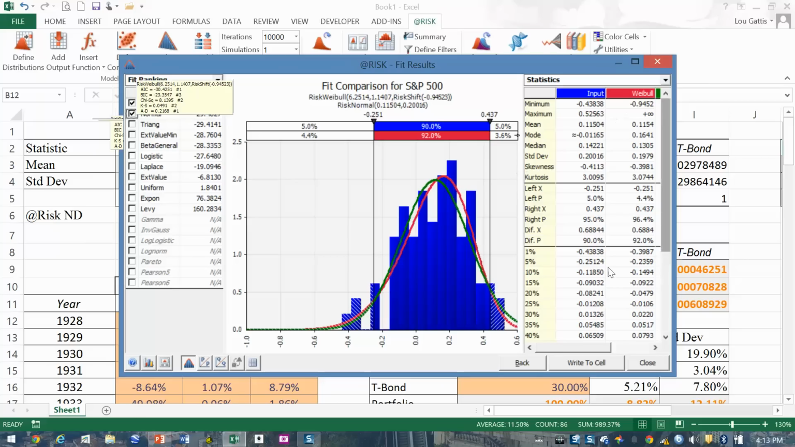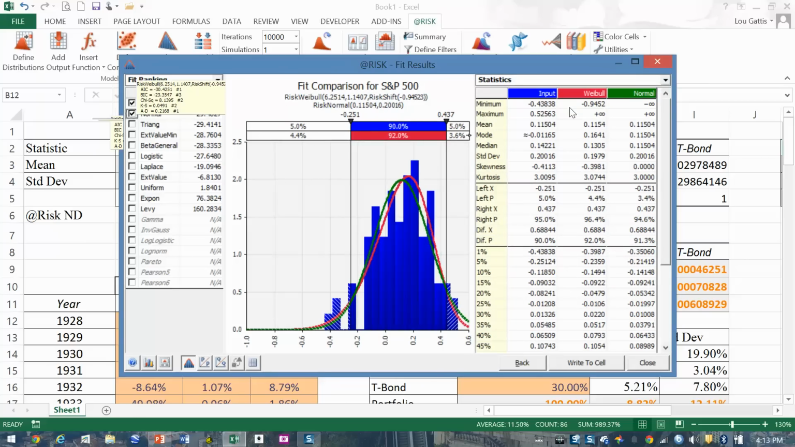And you can actually look at the data here a little bit more. Now in the blue here where it says input, that's the actual histogram. So the 5% lowest of the actual data is losing 25%. If you use Weibull to model it and ask for the worst 5%, you get 23. If you ask a normal distribution, find the area under the curve of a normal curve fit over this data, it would be 21.49. And look, for the normal curve, it estimated your mean, 11.5, and your standard deviation of 20%. For Weibull, it also has estimated a mean and a standard deviation.